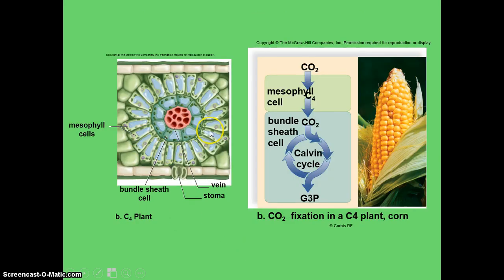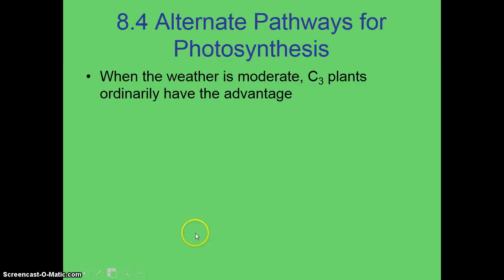And you see this looks a lot different than the C3 plant did. We have the vein in the center, we have the bundle sheath with the chloroplast, and we have the mesophyll layer that is actually arranged around that bundle. Let's see where they thrive.